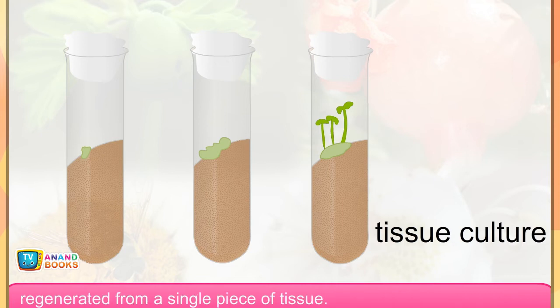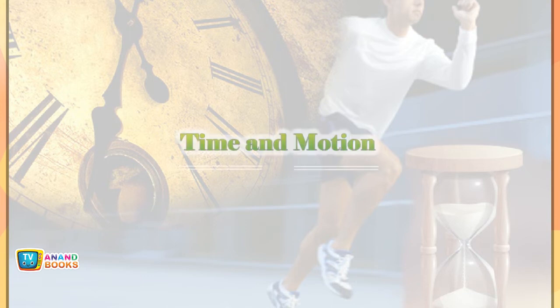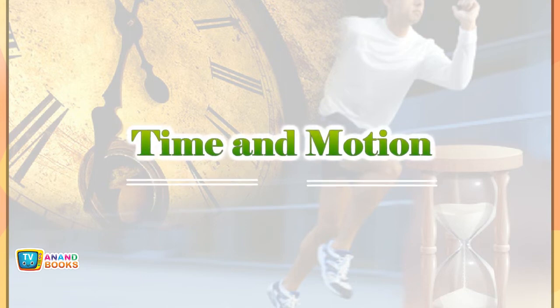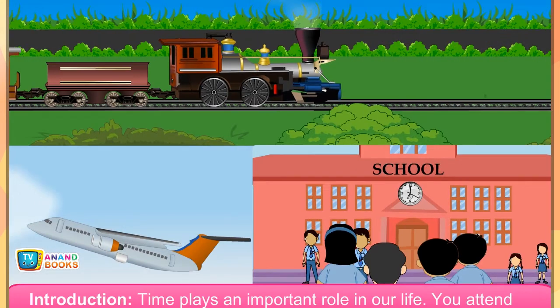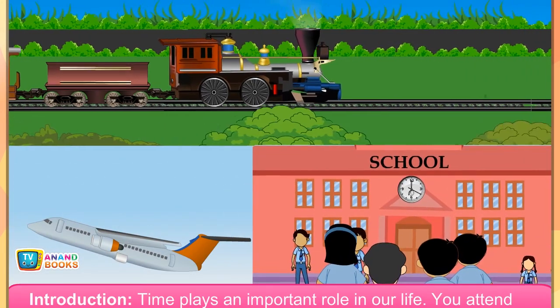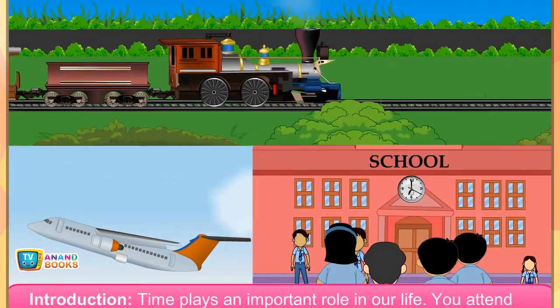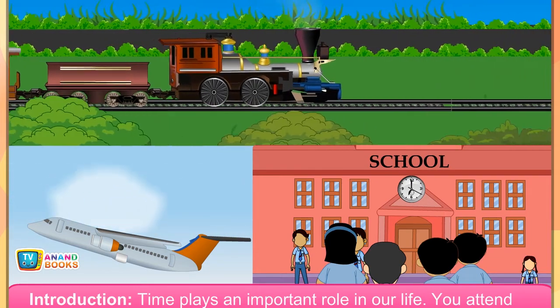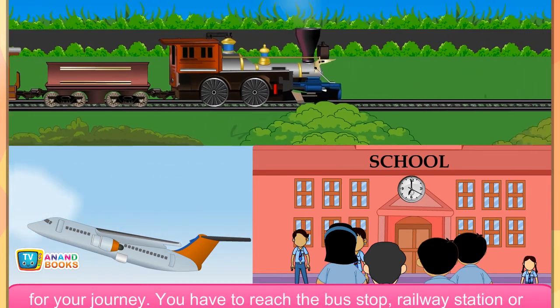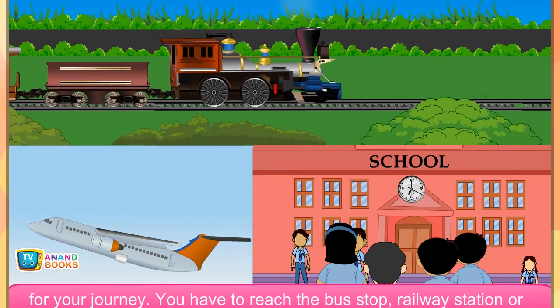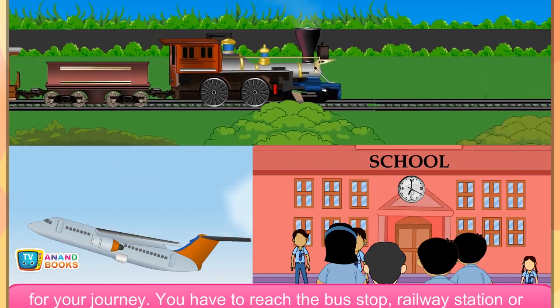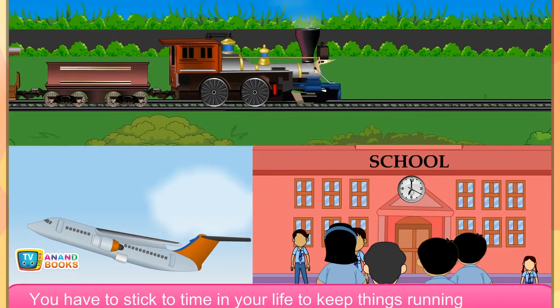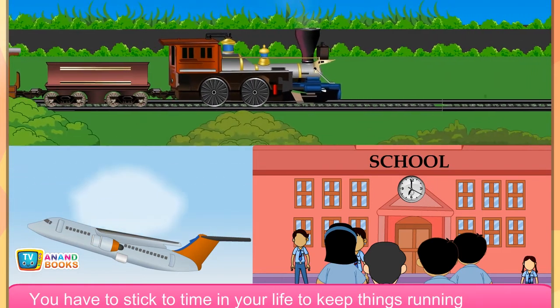Chapter 12. Time and motion. Introduction. Time plays an important role in our life. You attend your school at fixed time. If you have to use bus, train, or an airline for your journey, you have to reach the bus stop, railway station, or airport in time. You have to stick to time in your life to keep things running smoothly.